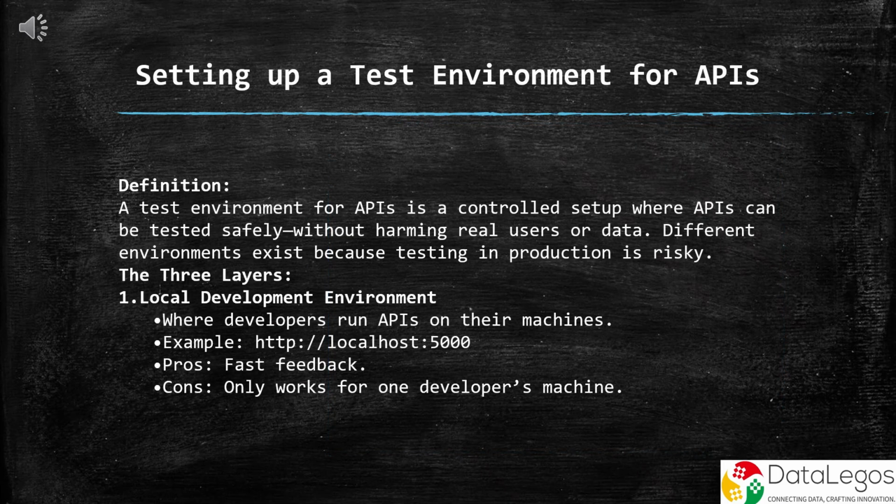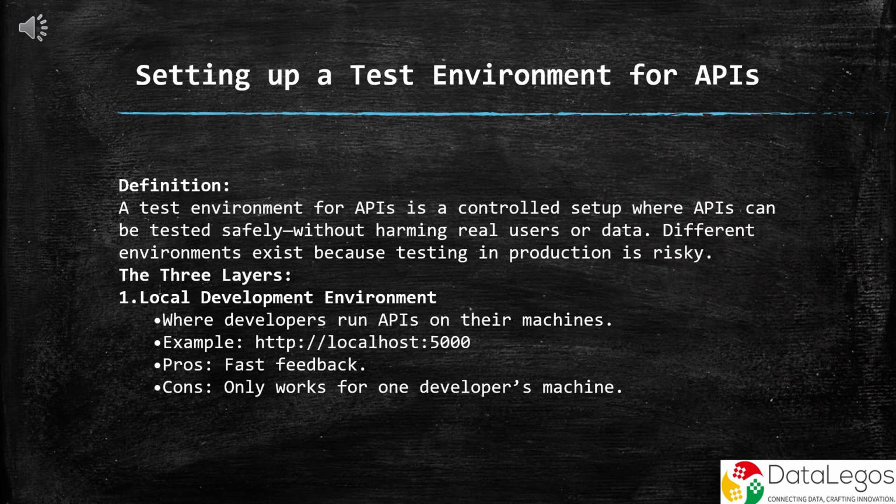A test environment is a controlled setup where APIs can be tested safely, without harming real users or data. Different environments exist because testing in production is simply too risky. These environments can be organized into 3 layers: local development, staging, and production.